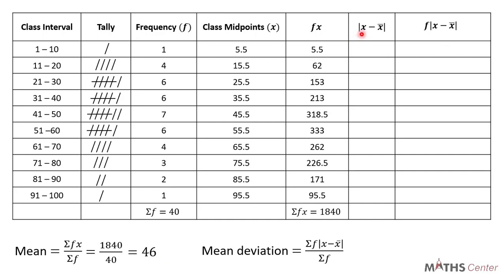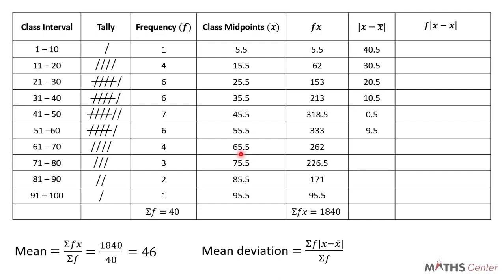In the next column, we are going to find the absolute values of x minus the mean of x. So it will be the x values minus the mean, which is 46. Then we find the absolute value. So the first one will be the absolute value of 5.5 minus 46, and that will be 40.5. The absolute value of 15.5 minus 46 is 30.5. The absolute value of 25.5 minus 46 is 20.5. The absolute value of 35.5 minus 46 is 10.5. The absolute value of 45.5 minus 46 is 0.5. The absolute value of 55.5 minus 46 is 9.5.